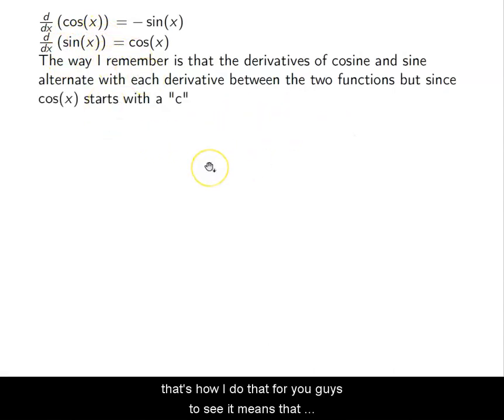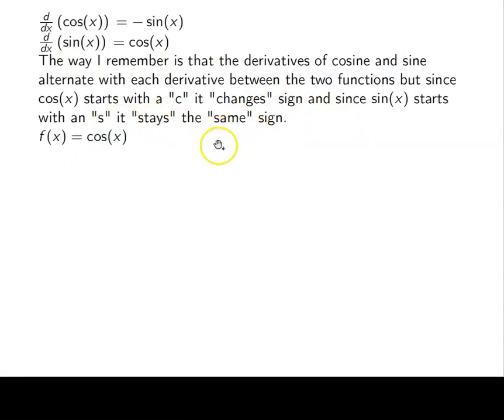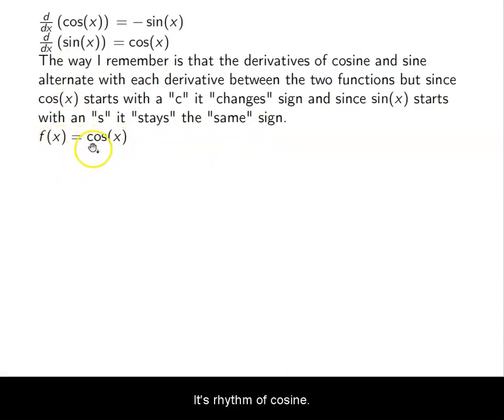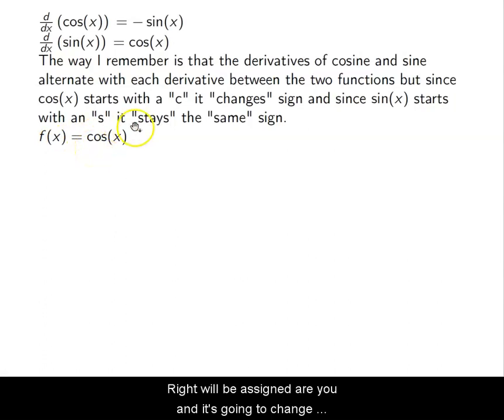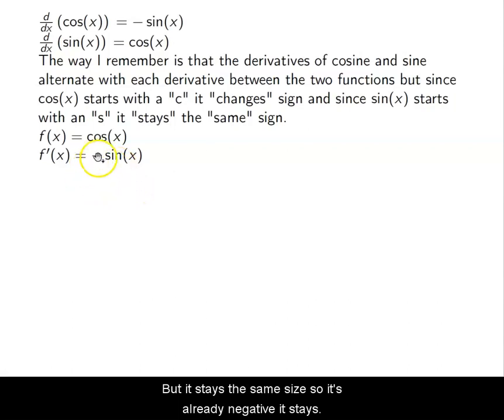So here I'm just writing that for you guys. Starts with a C, it means it changes a sign. Sine starts with an S, which means it stays the same. Okay. So if I go in order, if I start with cosine like we did before, the derivative of cosine will be a sine value, and it's going to change signs, so it's going to be negative sine. The derivative of sine will be a cosine, but it stays the same sign. So if it's already negative, it stays negative.